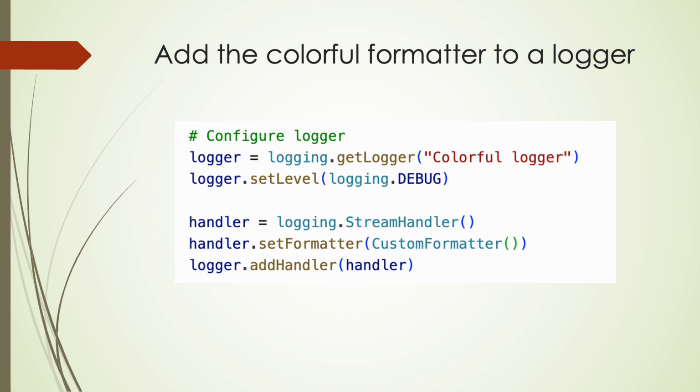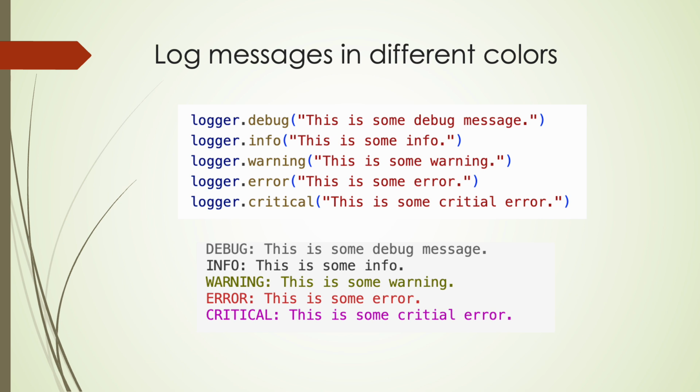We can then add the custom colorful formatter to a log handler, which is in turn added to a logger. If you need a refresh for the Python logging module, you can watch our Python logging video attached below. With this custom formatter in the logger, the log messages can now be printed in different colors, which can be very helpful for emphasizing different log levels in our Python scripts. This is it for this video.